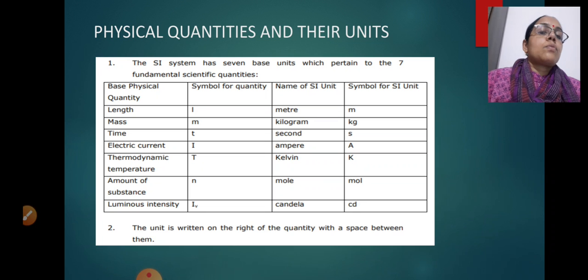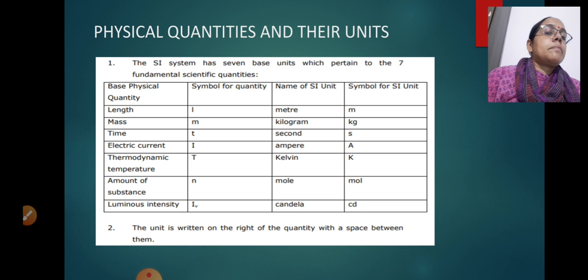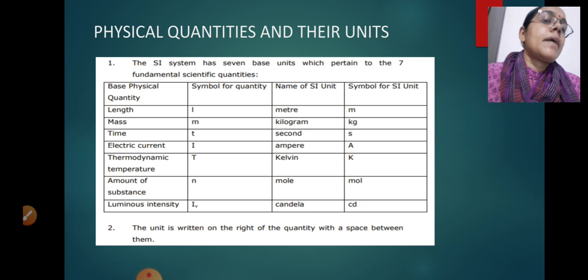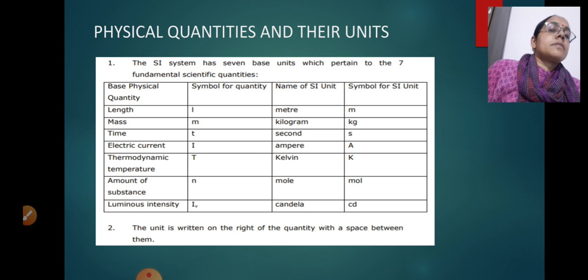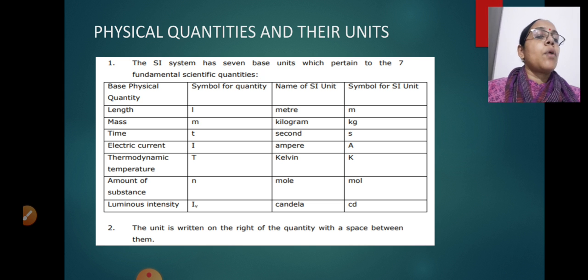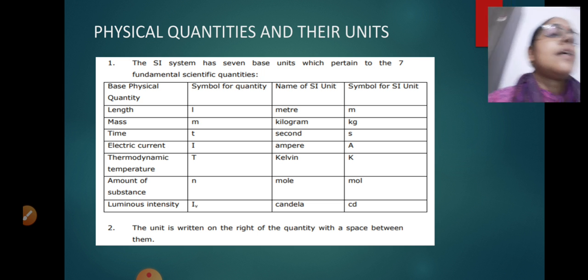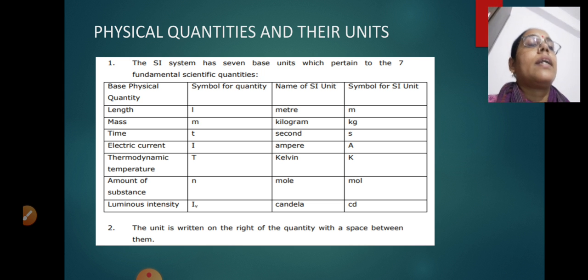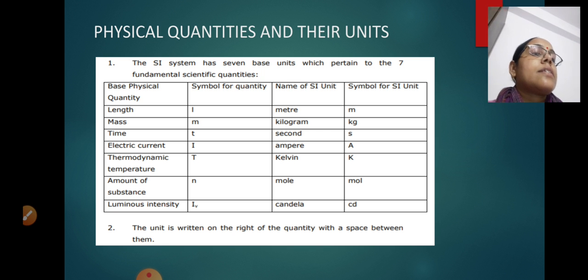Now the next one is thermodynamic temperature, or you can simply call it temperature. Temperature is represented by capital T, because it can't be represented by small t, as time is measured by small t. Its SI unit is Kelvin, represented by K. There are two other temperature scales which are equally popular, but Kelvin is the SI unit. One is degree Celsius, and the other is degree Fahrenheit.